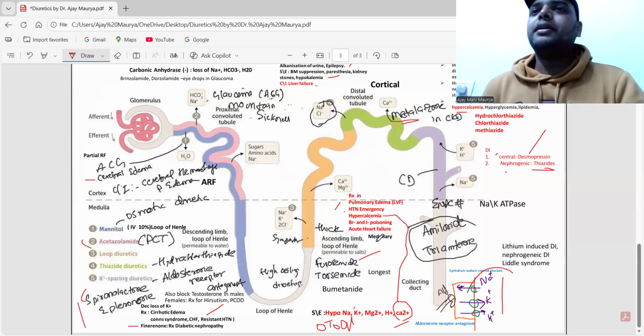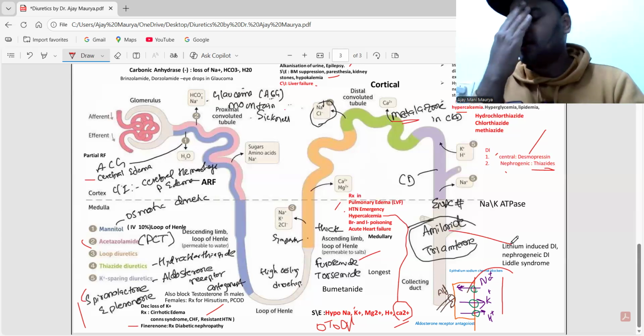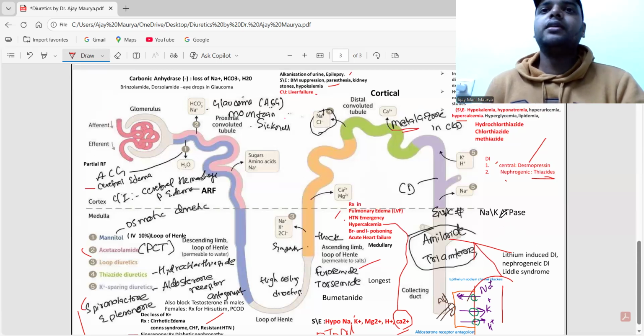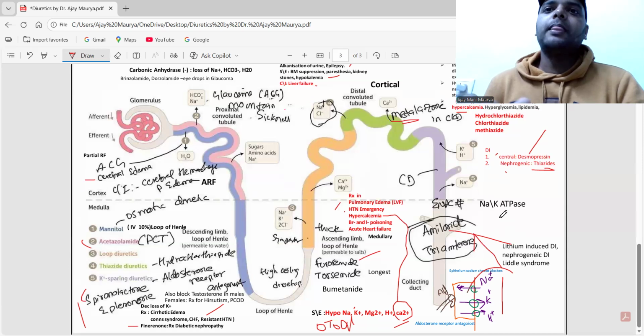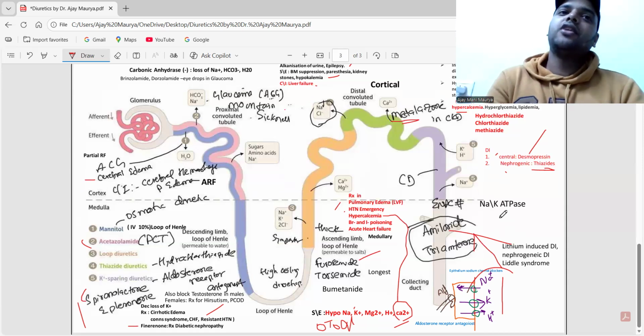And remember here, amiloride is used as treatment of lithium-induced diabetes insipidus. It is also used in the treatment of nephrogenic diabetes insipidus. It is also used in the treatment of Liddle syndrome. This is also something you have to remember. All the other diuretics cause hypokalemia, but this causes hyperkalemia.